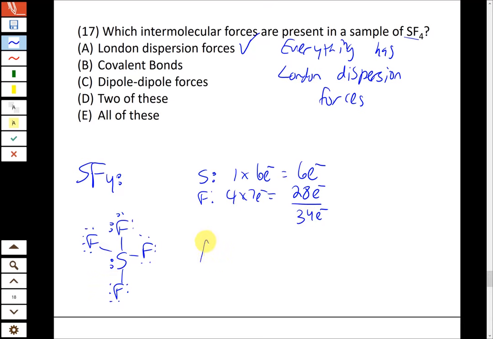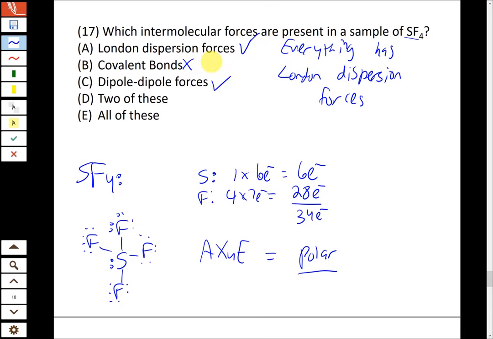All right, so this is an AX4E structure, and whether we remember this geometry or not, anything that has 1 lone pair on the central atom is always going to be polar. That's an important shortcut we talked about back in chapter 4. So with 1 lone pair on the central atom, you know it's polar. Because it's polar, it's going to have dipole-dipole forces as well. So it has both London dispersion forces and dipole-dipole forces.